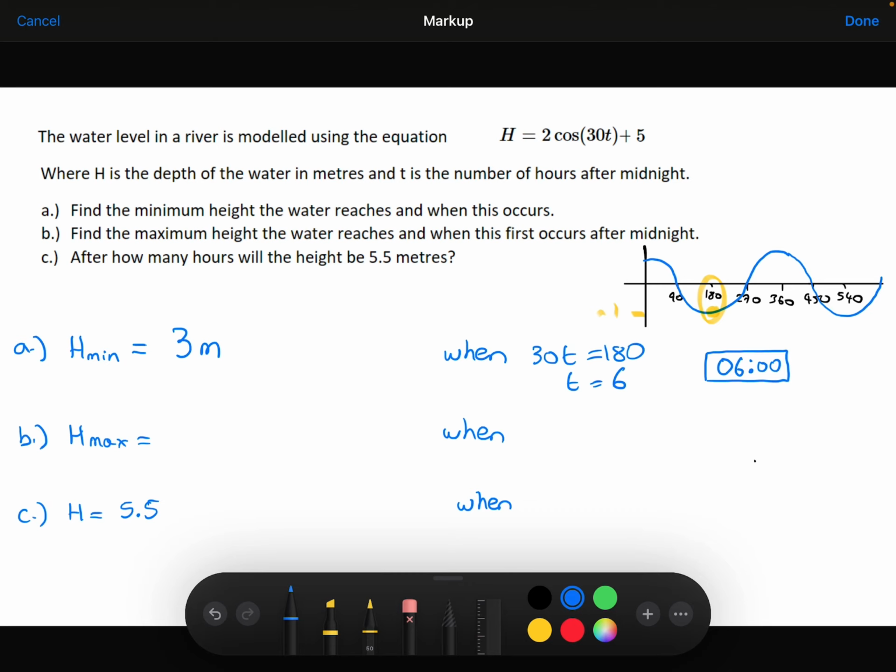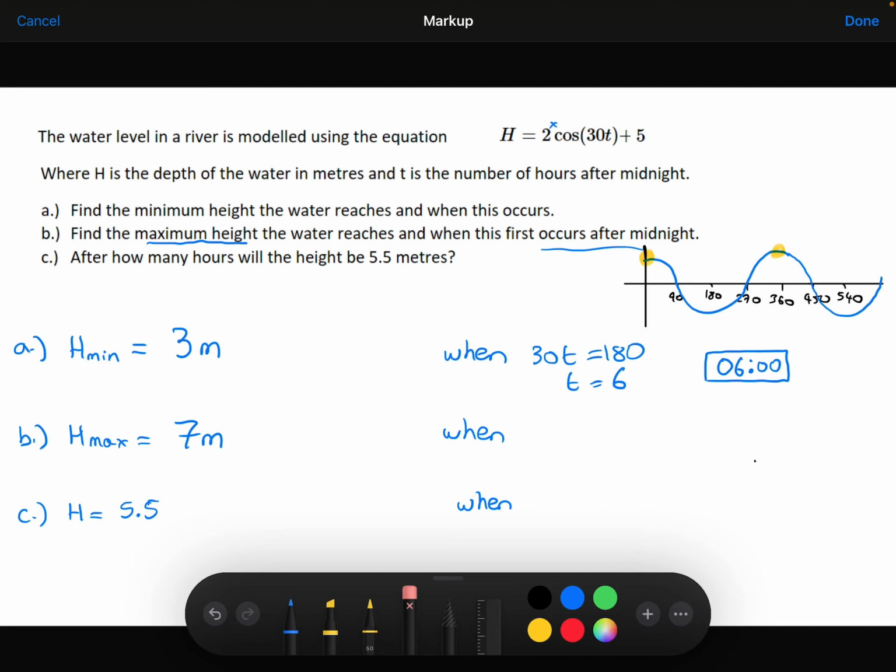Part B says to find the maximum height the water reaches and when this first occurs after midnight. So let's think about the maximum that cos can possibly be now. The maximum it can be is 1. So therefore the height would be 2 times 1 plus 5, which is 7 metres.